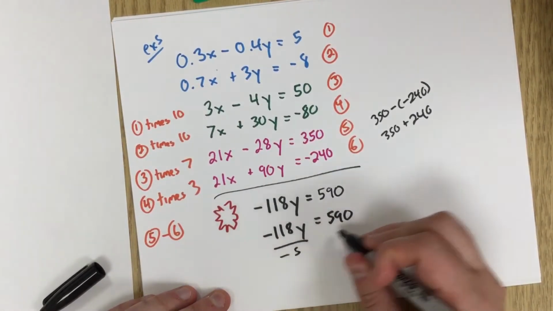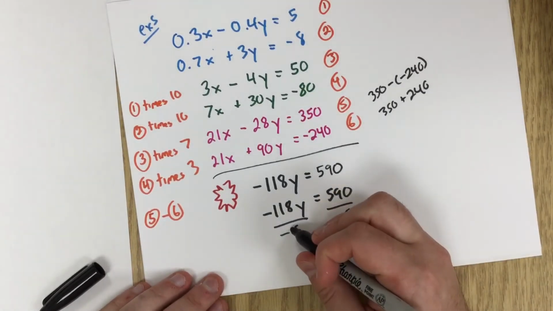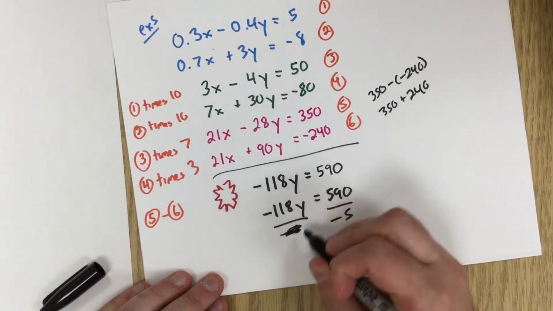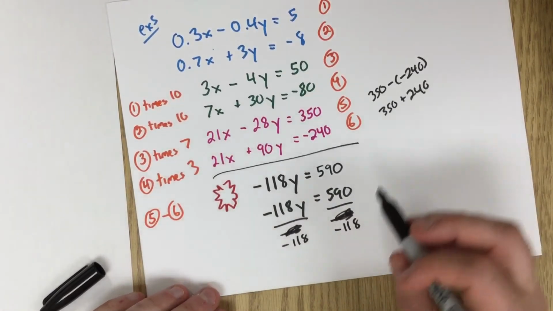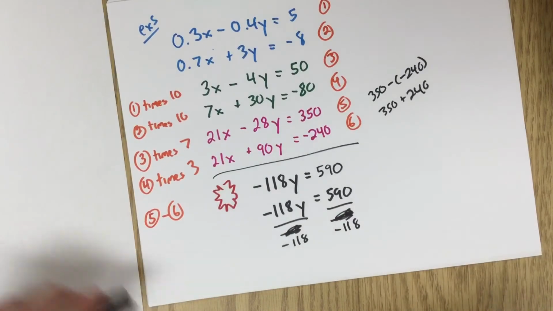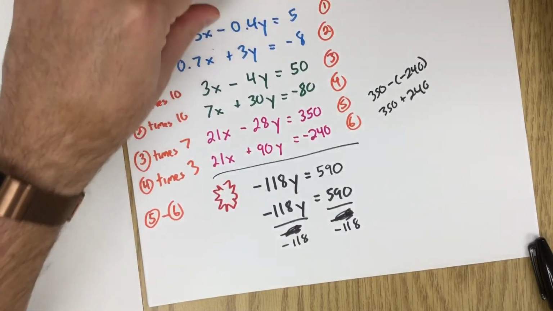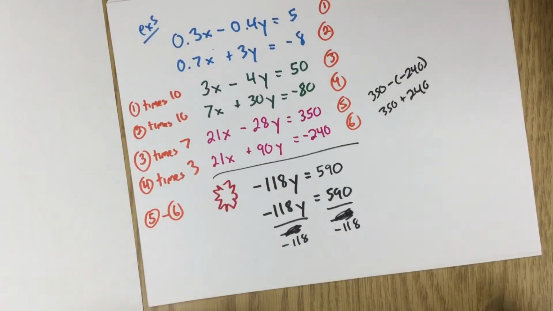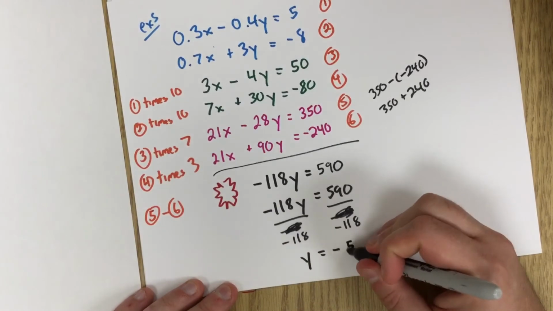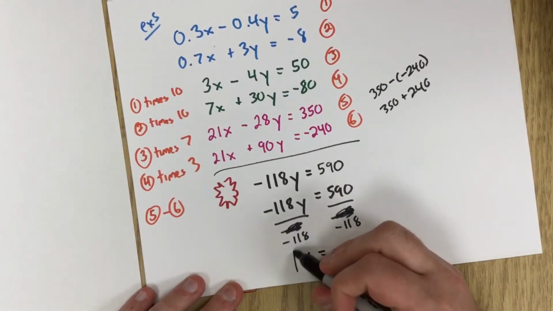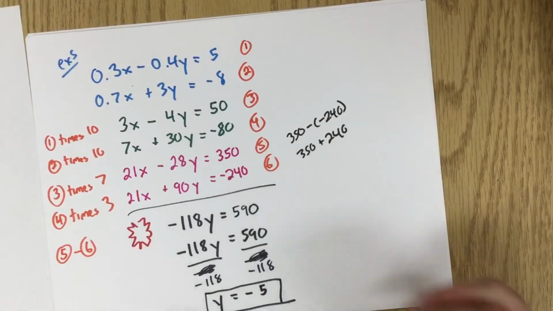We're going to divide both sides by minus 5. But no, that's the mistake I made the other time. We're going to divide both sides by minus 118. Why did I say 5? I was kind of thinking ahead to what I thought the answer was. And this divided by this is actually minus 5. So y is minus 5. And we would continue on.